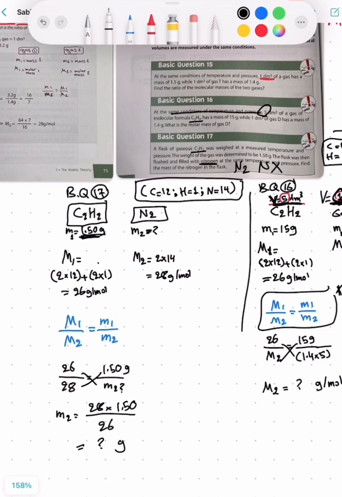Can you calculate the molar masses of each one of them? Yes, if you have the atomic masses in the question. So for C2H2, just like basic question number 16, it's 26 gram per mole. For nitrogen, it's N2, so 2 times 14, 28 gram per mole. And use this rule, molar mass 1, molar mass 2, mass 1, mass 2. Then cross multiply, you will get mass 2.